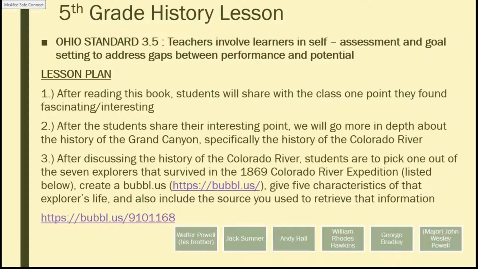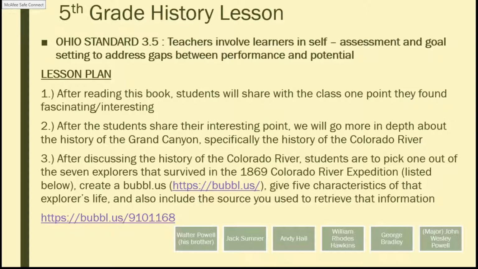Okay, and then the next lesson I would incorporate would be a 5th grade history lesson, following this Ohio standard. In the Ohio standard, teachers involve learners in self-assessment and goal setting to address gaps between performance and potential. So after reading the book, students will share with the class 1 point they found fascinating or interesting from this book. And then after the students share their interesting point, we will go more in depth about the history of the Colorado River.